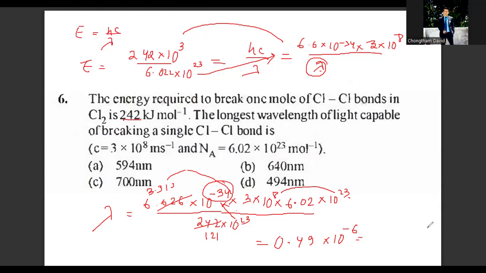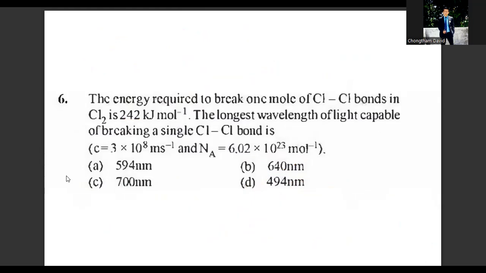So in terms of nanometer, you can simply further multiply this. 490 into 10 to the power minus 9. So this is approximately 490 nanometer, which is very close to option D. So D would be the answer for question number 6. Quite lengthy, but you need to solve this.